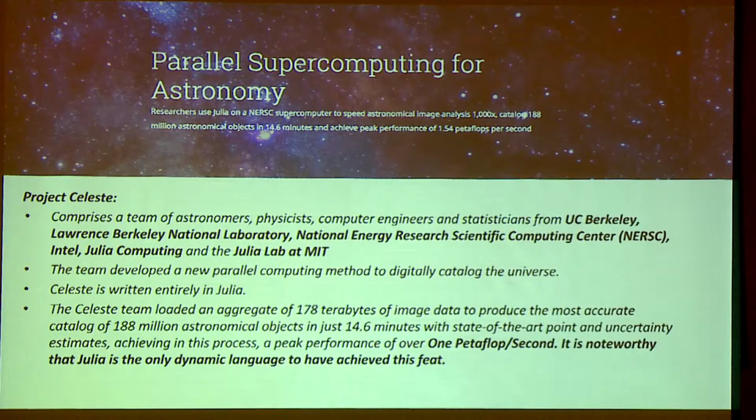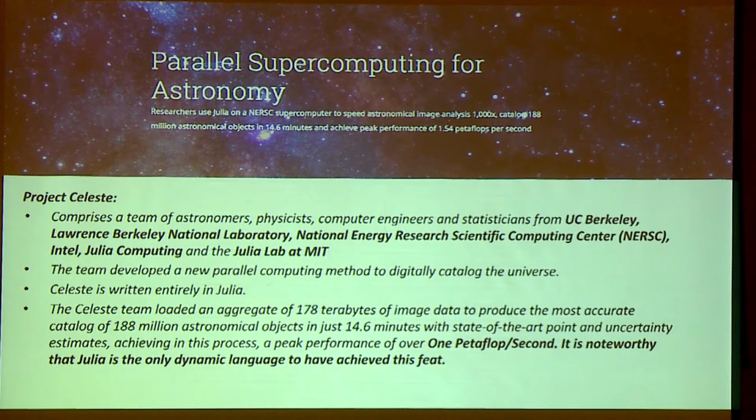So this is one application that was done by the Lawrence Berkeley National Laboratory and UC Berkeley. They have 178 terabytes of pictures of the sky from various telescopes around the world and in space. The problem they tried to solve is, they have a data set where people have labeled this object is a star, this object is a nebula, this object is a galaxy and so on. They wanted to process this 178 terabytes of data and figure out, using the labeled data, what all the objects in the sky are. So basically cataloging everything in the sky, that's what they used Julia for.